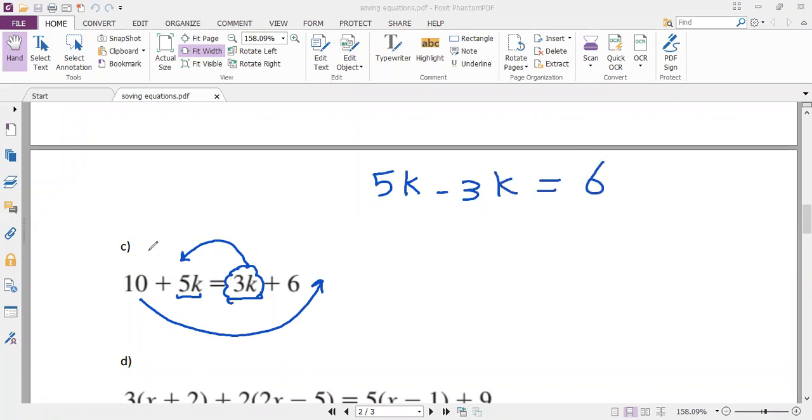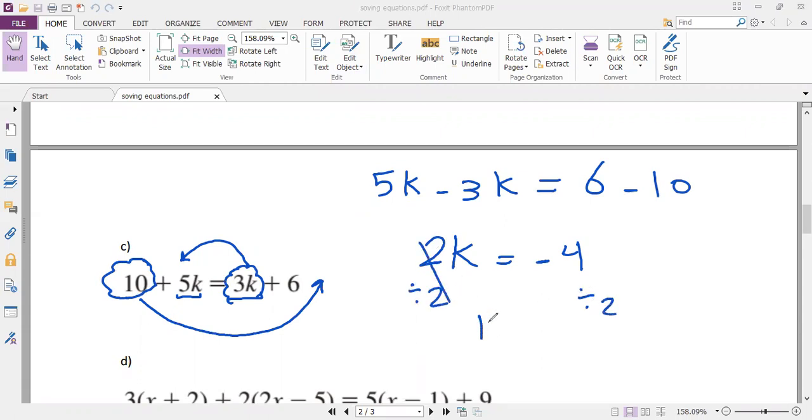Write 6 as it is, and we are going to move 10 from the left side to the right side and change its sign, it's negative 10. So 5k minus 3k, when simplifying, we get 2k equals 6 minus 10, it's negative 4. Okay, to get rid of 2, just divide by 2 on both sides. So k equals negative 4 divided by 2, which is negative 2. The value of k is negative 2.